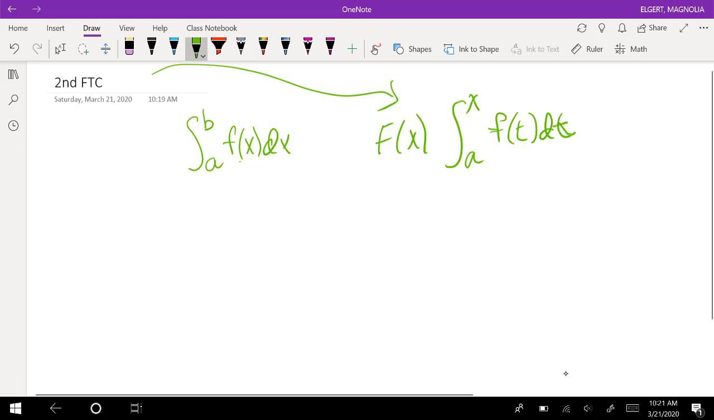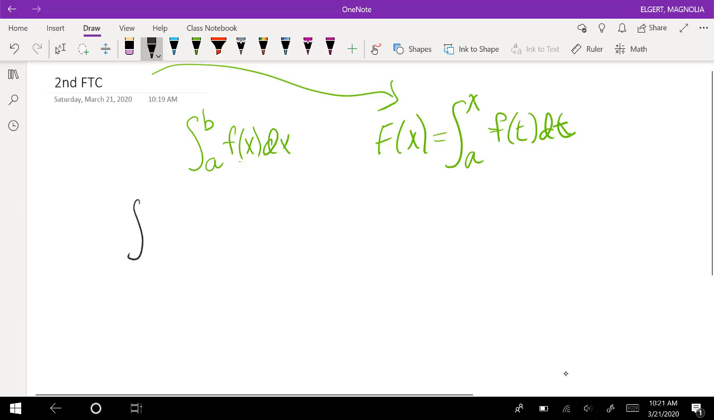So this is what the second fundamental theorem looks like. It says we're going to find the antiderivative, or the accumulating area, from a constant to x, a function of x, f of t dt. So let's first talk about what that looks like, and then I'll show you, after many years, what was figured out with the second fundamental theorem. So let's just start with this.